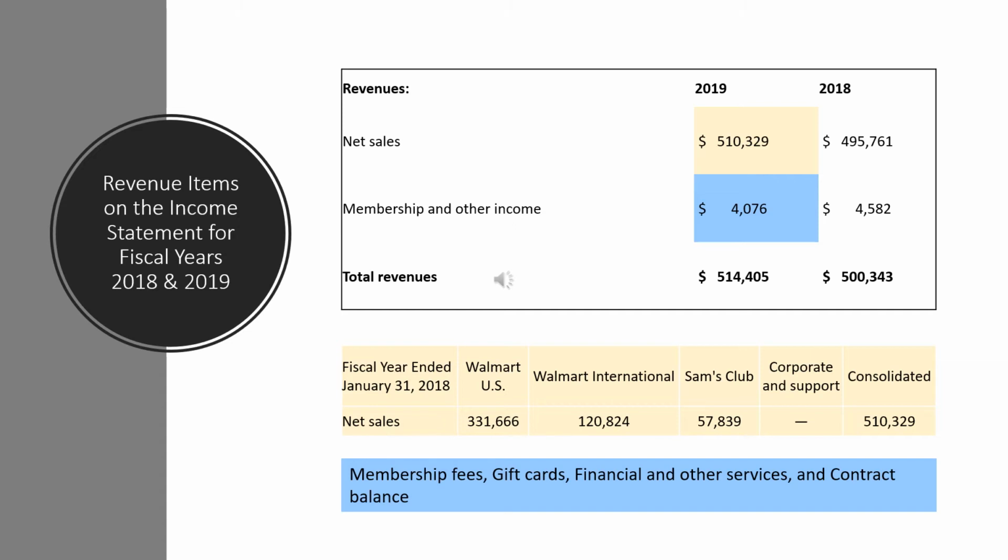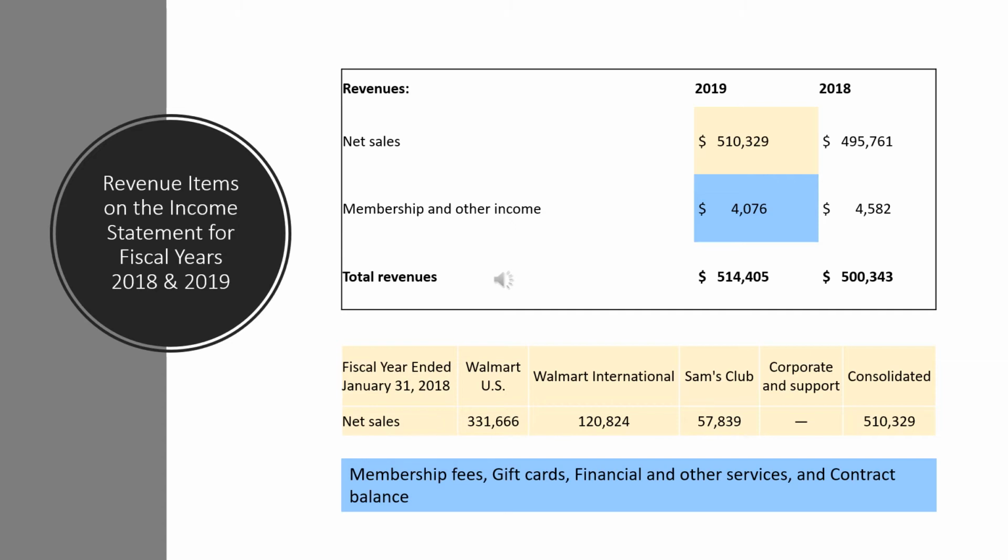Also, the membership and other income. The other income is primarily composed of gift cards, financial and other services, and contract balances, but the main sources of the revenues here are the membership fees and the gift cards.